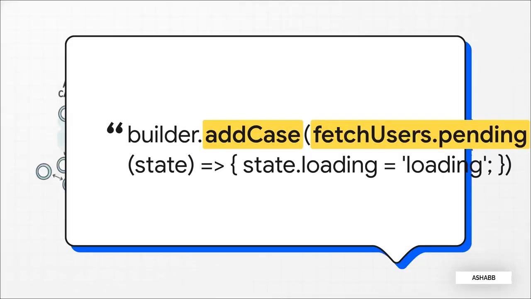Okay, step 2. Now we need to listen for those automatic actions. Inside your Redux slice, you use this thing called extra reducers. And here you can add a case for fetchUsers.pending. When that pending action fires, you can update your state to say, hey, I'm loading now, and maybe show a spinner in your UI.